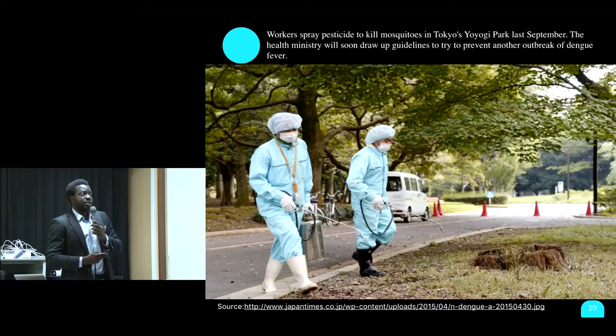Those are workers spraying pesticide to kill mosquitoes in Tokyo's Yoyogi Park because there was an outbreak of dengue fever. And this is also a way to control the epidemic by destroying the vector directly.